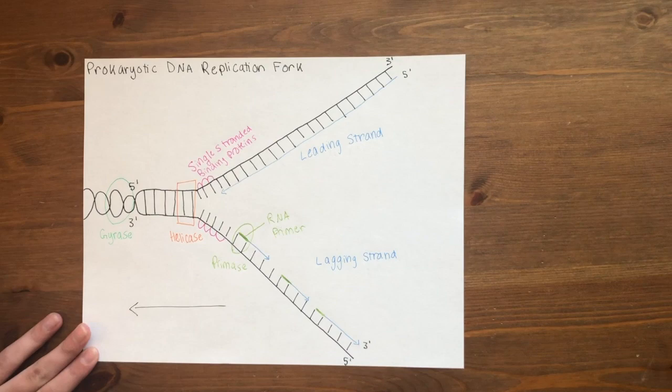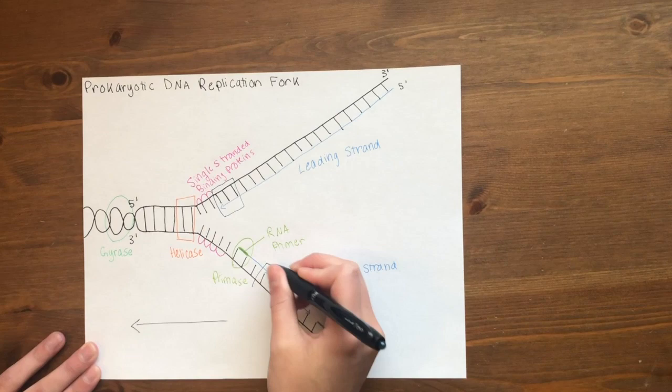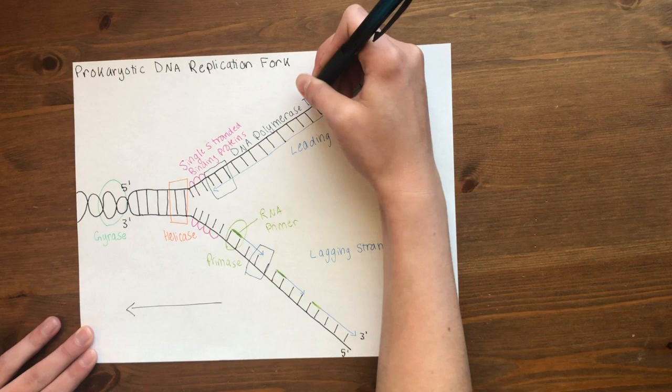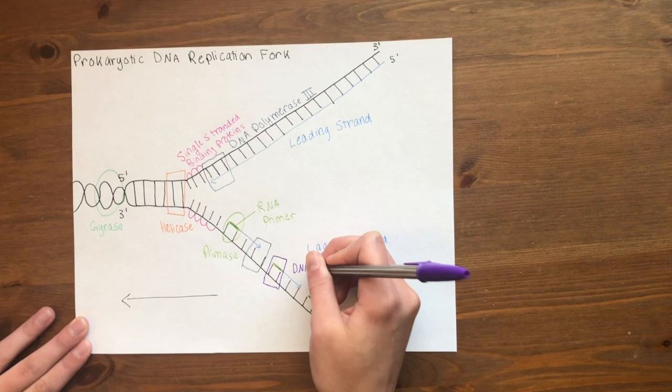DNA polymerase 3 attaches to the RNA primers and adds the nucleotides. This is how replication proceeds. DNA polymerase 1 removes the RNA primers and replaces them with DNA.